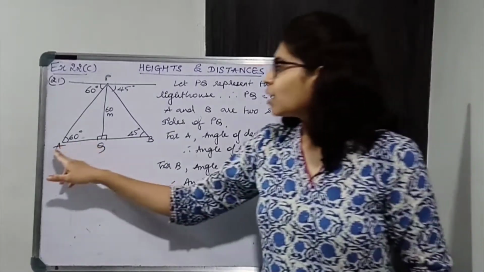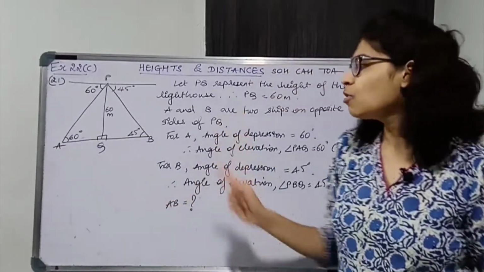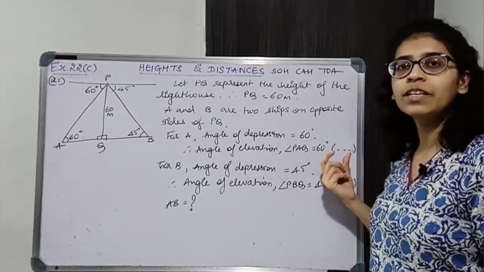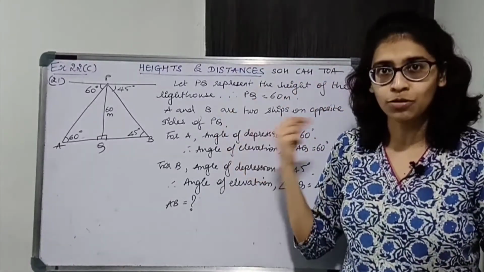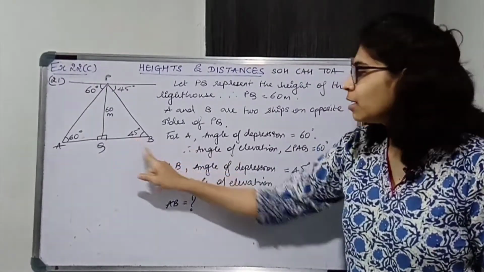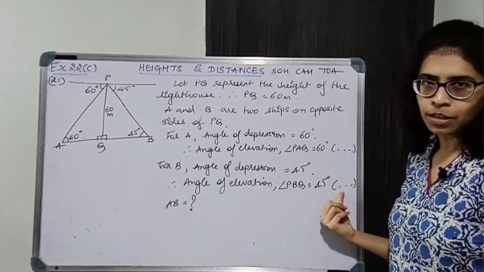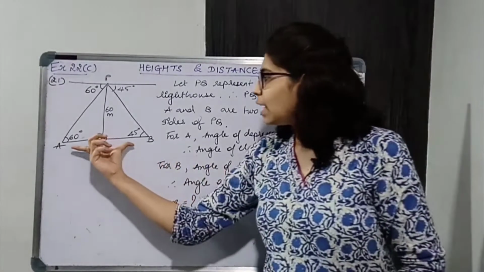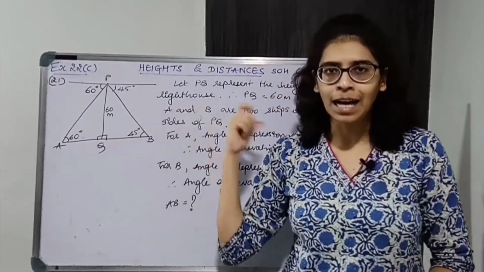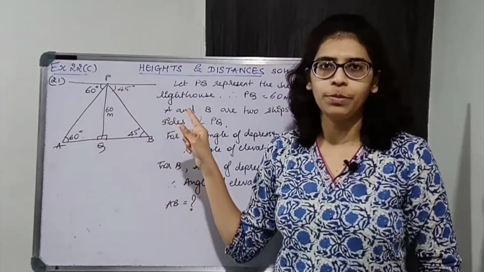Now angles of depression and angles of elevation of both the ships. So for A, angle of depression is 60 degrees, so angle of elevation will also be 60 degrees. Give reason over here, angle of elevation is equal to angle of depression, okay. For B, angle of depression is 45 degrees, okay, so angle of elevation will also be 45 degrees. Give reason, angle of elevation is equal to angle of depression. Now we need to find AB, the distance between the two ships, so we'll find AQ and QB and then add. Alright, so let us consider the two triangles PQA and PQB.